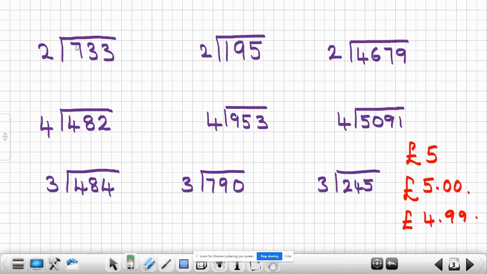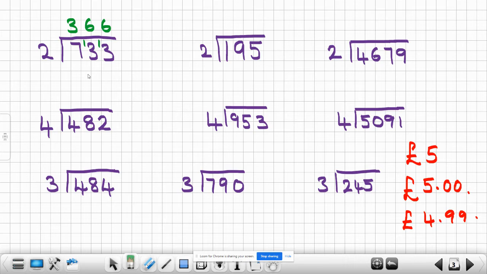2's into 7 goes 3 times. 3 times 2 is 6, so we're going to get 1 remainder. We're going to put that in front of the 3 to make 13. And we say, how many 2's in 13? There are 6. 6 2's are 12. Again, we have 1 remainder. We're going to pass that over, put it in front of our 3 to make 13 again. So we have 6 again. 2 goes into 13 6 times, and here we again have this 1 remainder.